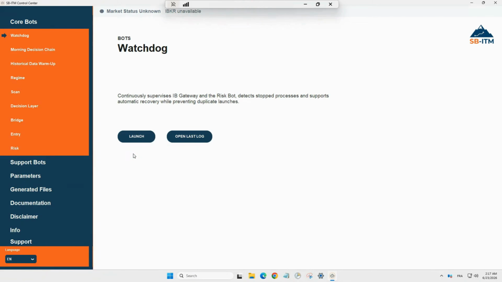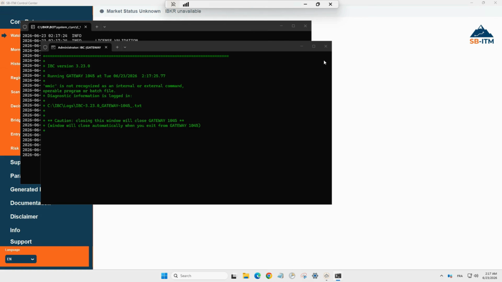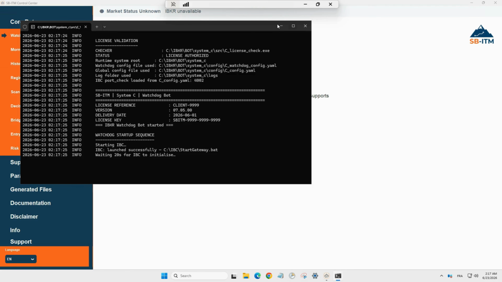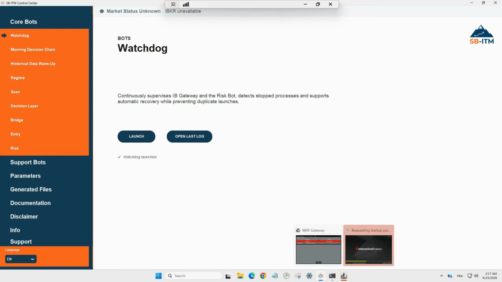The first operational step is to start the SB-ITM ecosystem by launching the Watchdog bot. The Watchdog supervises the runtime environment, manages the interactive broker's gateway connection, and starts the risk bot once the connection is ready. As the risk bot initializes, it recovers the open positions, verifies the protection status, and keeps risk supervision active throughout the trading session.